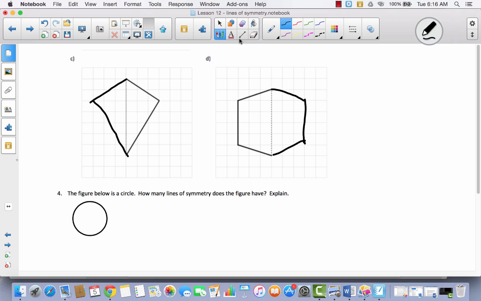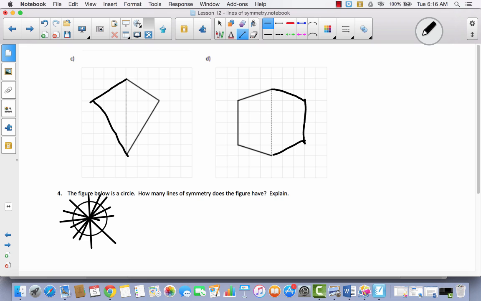Well, if I went to try to draw the lines of symmetry, okay, well, this is a line of symmetry, and this is a line of symmetry, and this is a line of symmetry, and this is a line of symmetry. What would happen? Could you ever draw all of the lines of symmetry? As long as you went through the middle of the circle, it would be a line of symmetry. You could never count all the lines of symmetry.